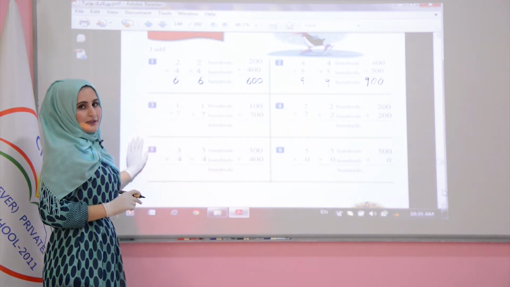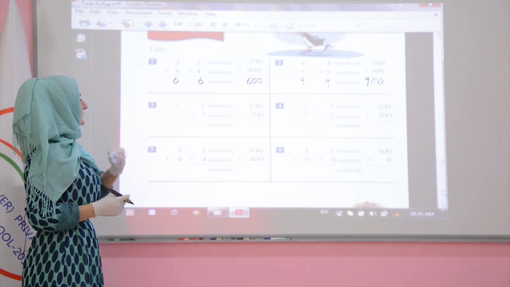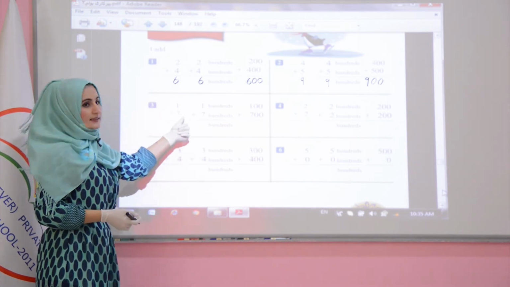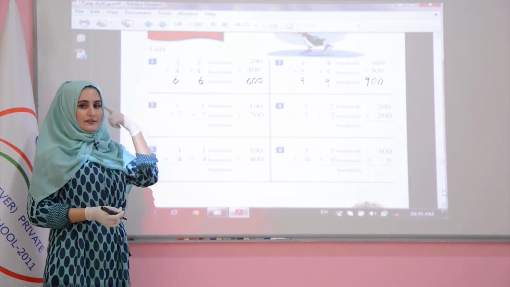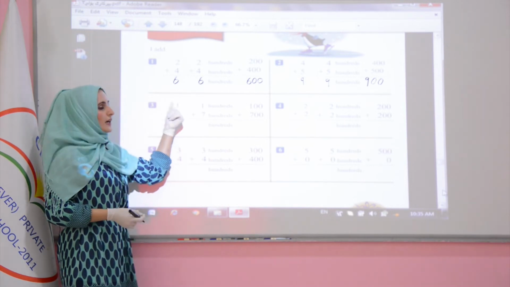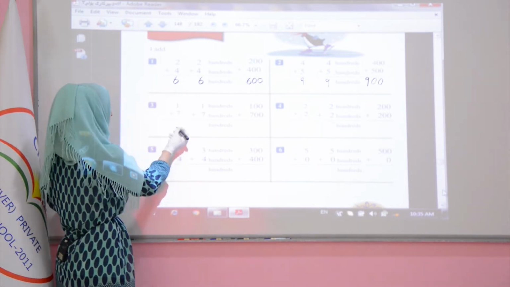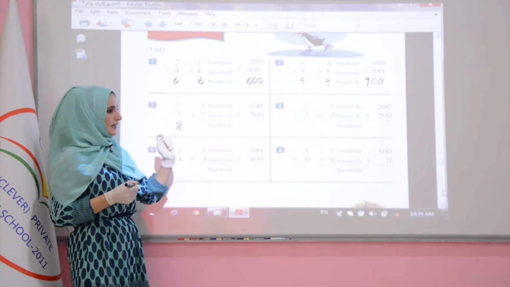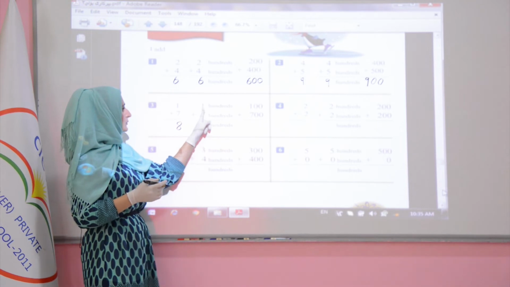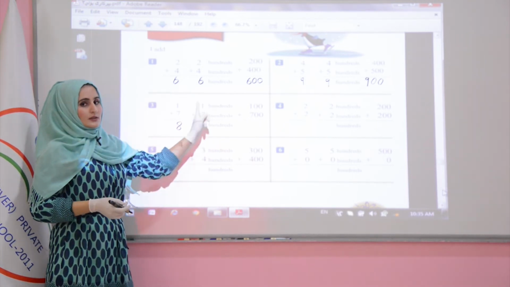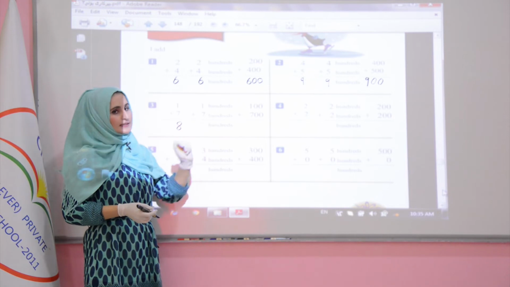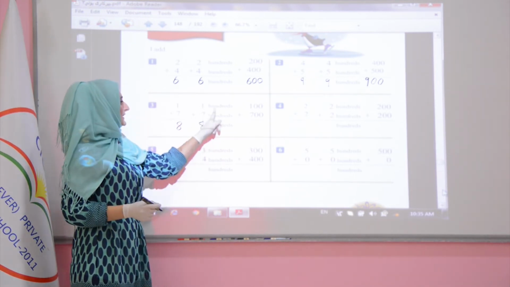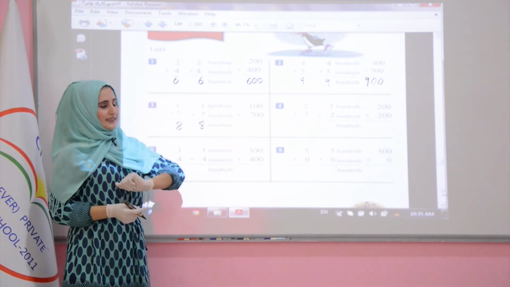In example 3 or practice 3, 1 plus 7. First time also, which number is greater? 7. 7 is greater, so we have 7 in my mind. After that, plus 1 equal to 8. So 1 plus 7 equal to 8. This example is so easy. 1 plus 7 or 100 plus 700 equal to what? 1 plus 7 equal to 8. 100 plus 700 equal to 800.